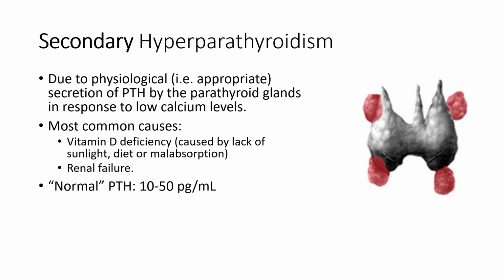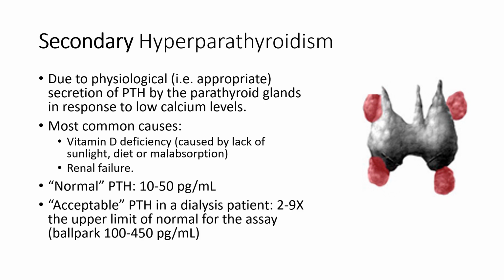PTH cells can multiply under these circumstances but are slow to regress, and sometimes the growth or hyperplasia of these cells is irreversible. A normal parathyroid hormone for someone with normal kidney function is maybe ballpark 10 to 50. In a dialysis patient, an acceptable PTH range is considered to be 2 to 9 times the upper limit of normal for the assay, which is ballpark 100 to 450 picograms per milliliter.